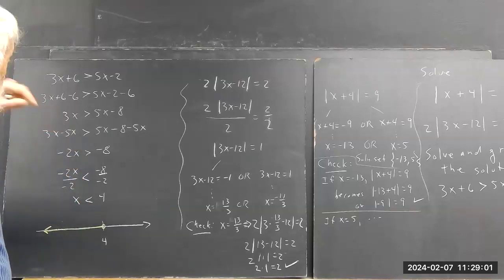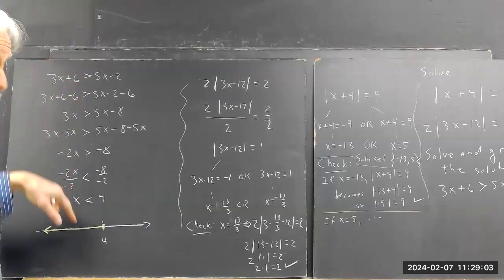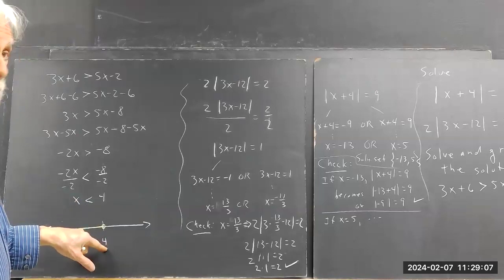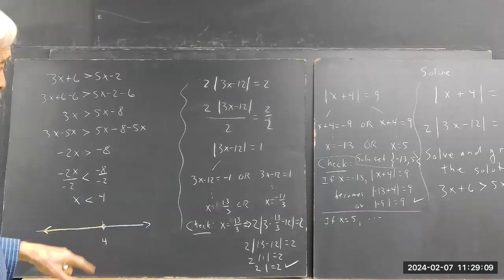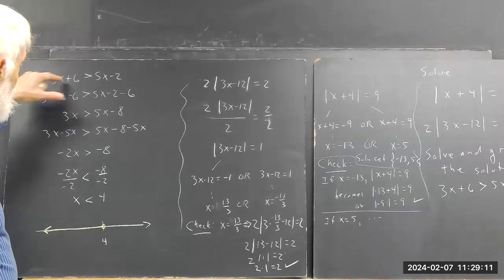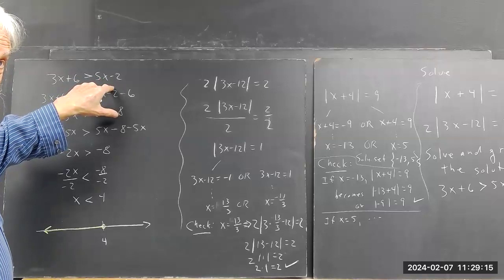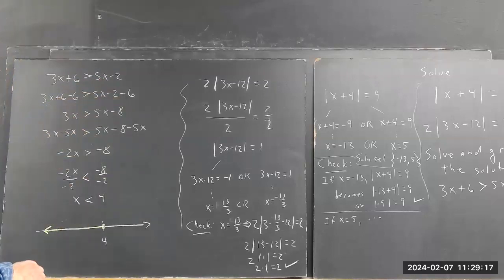If it was a less than or equal, if this had been a greater than or equal sign, then this would have been a less than or equal sign. And 4 would have been included in the solution. But if x is 4, this is not going to be greater than this. They're going to be equal. Okay? Anyhow, here's our solution set.